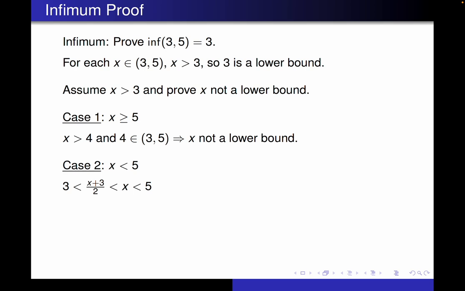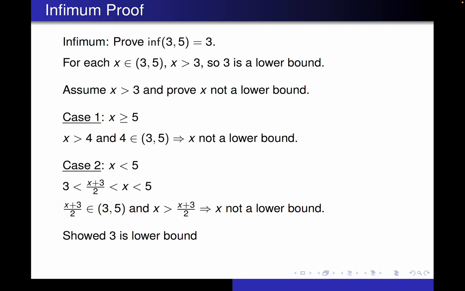And then that tells us two things. First of all, x plus 3 over 2 is in the open interval 3 to 5, so it is a child. And x is greater than x plus 3 over 2. That means x is not a lower bound, right? It can't be a lower bound if it's bigger than anything in the set. So we showed that 3 is a lower bound. We showed that every number bigger than 3 is not a lower bound. That tells us that 3 is the infimum.